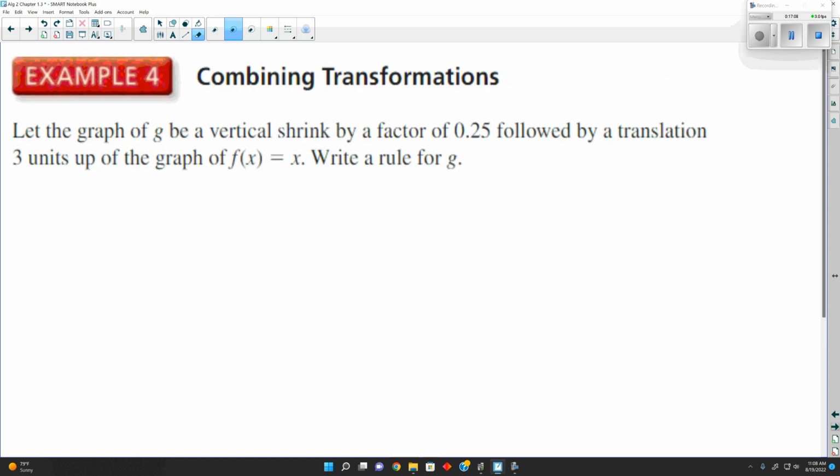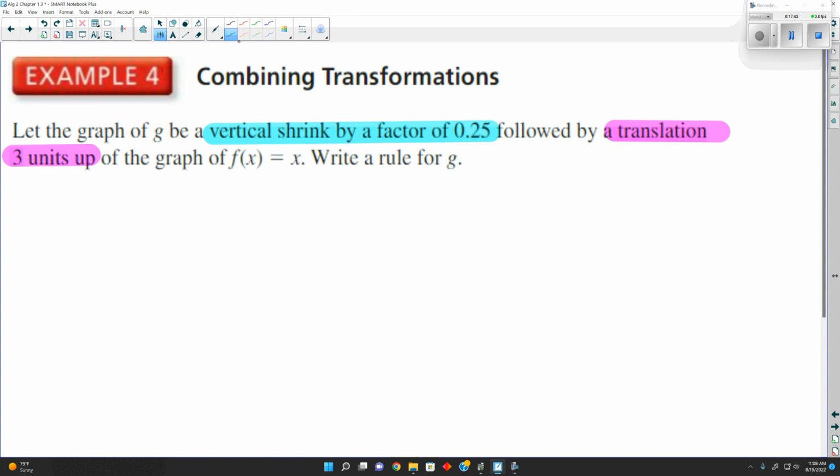These, this one and the one after it, are the last two problems we're going to look at today. Now, the only thing that's different from this one than what we've been doing is that we're going to be doing more than one transformation. And when we look at these here, we're always going to go in the order in which they appear. So let graph G be a vertical shrink by a factor of 0.25, followed by a translation 3 units up of this graph. So we're going to go one at a time.